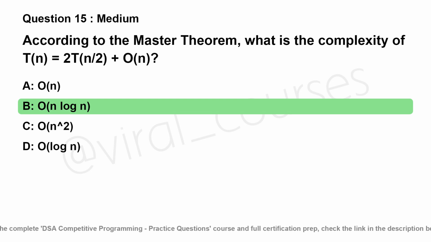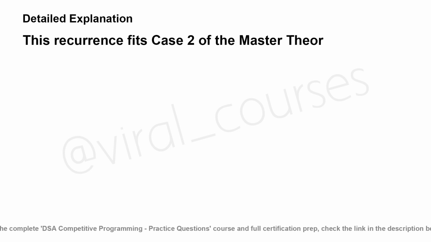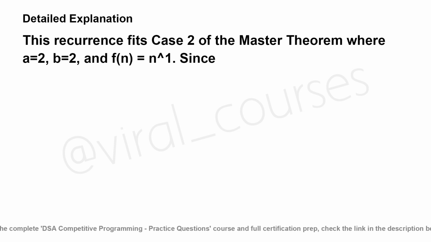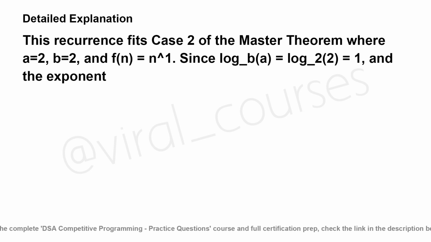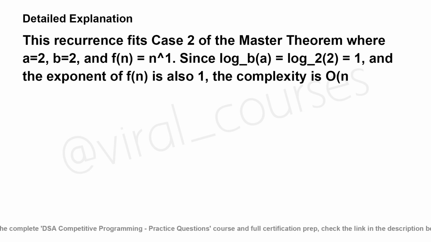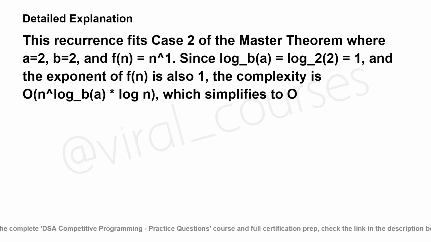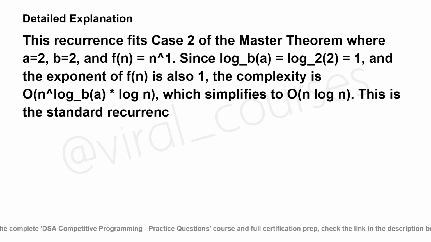The correct answer is B. This recurrence fits case 2 of the master theorem, where a equals 2, b equals 2, and f(n) equals n^1. Since log base b of a equals log base 2 of 2 equals 1, and the exponent of f(n) is also 1, the complexity is O(n^(log_b a) * log n), which simplifies to O(n log n). This is the standard recurrence for merge sort.